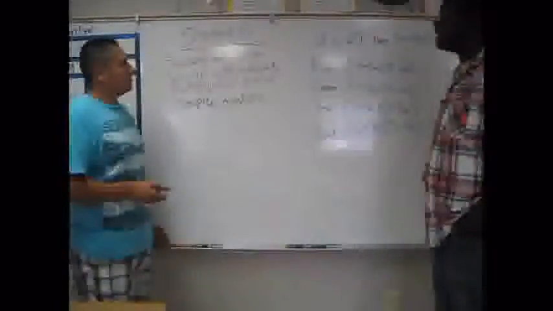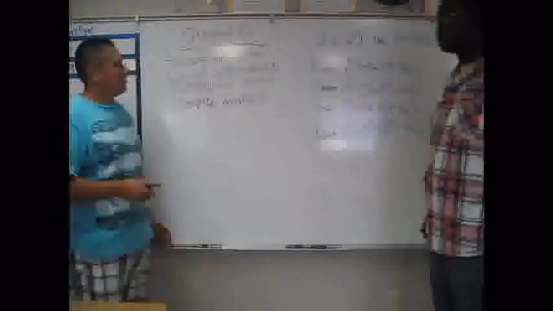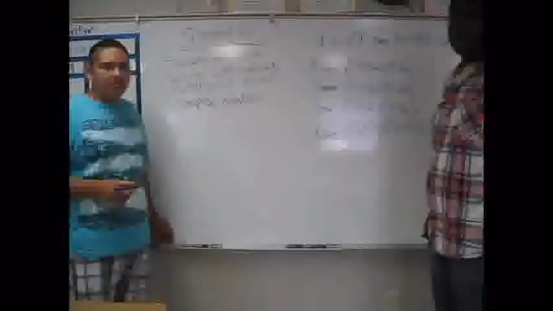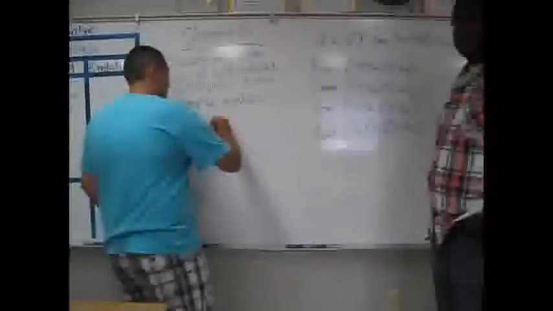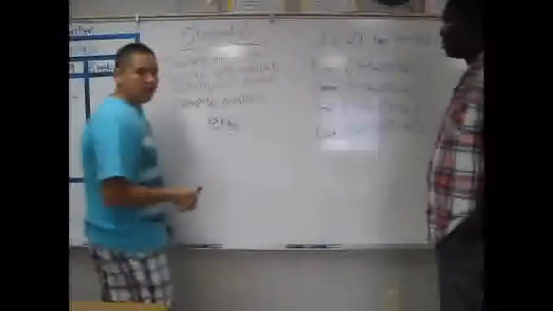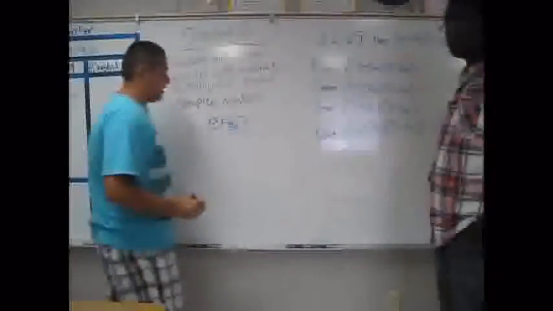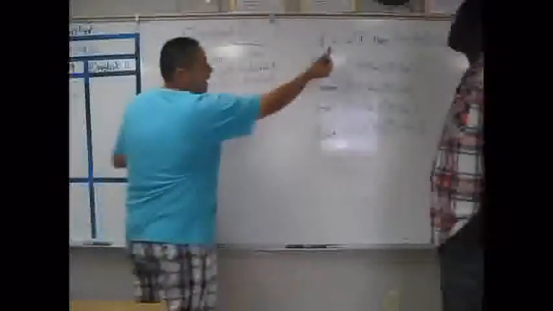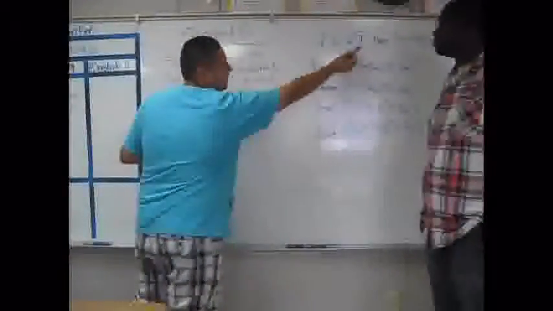Our standard is standard 6. Students will learn how to add, subtract, multiply, and divide complex numbers. A complex number consists of all sums a plus bi, where a and b are real numbers, and i is an imaginary number. An imaginary number i is equal to the square root of -1.